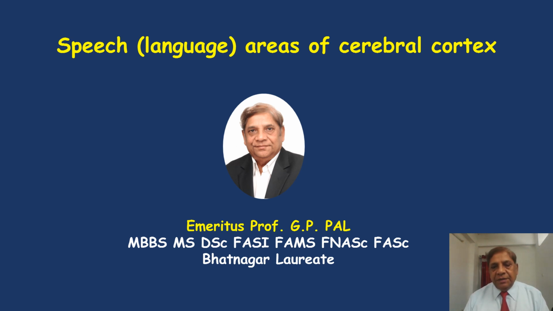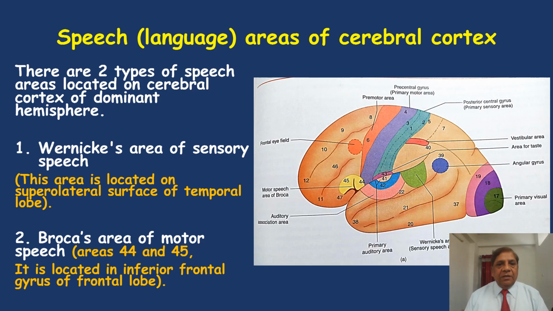It is the sensory language or speech area and the motor speech area. So we will just go through the details of the language areas. Now the speech or language area of cerebral cortex, as shown here in this supralateral surface of the diagram, has various areas shown.